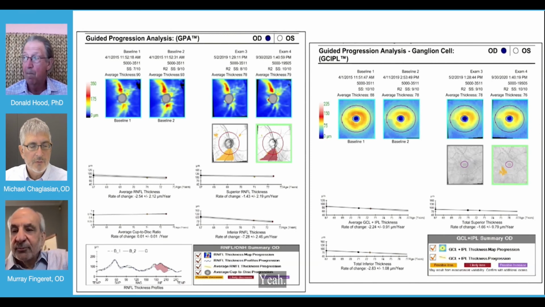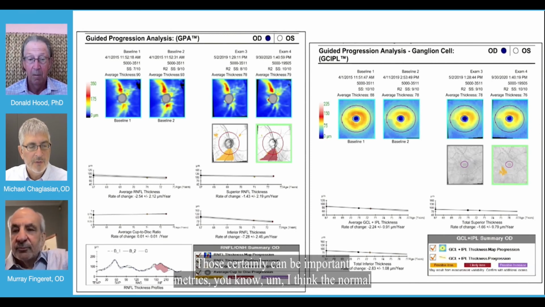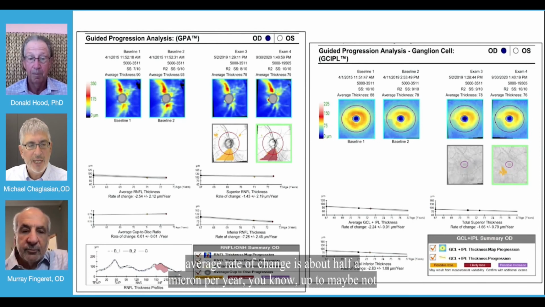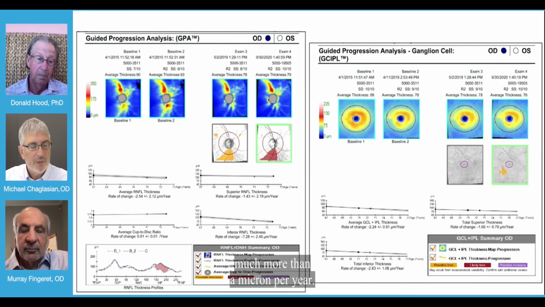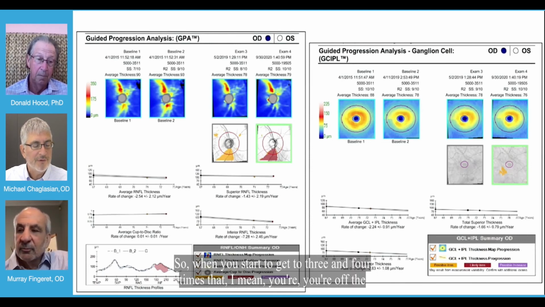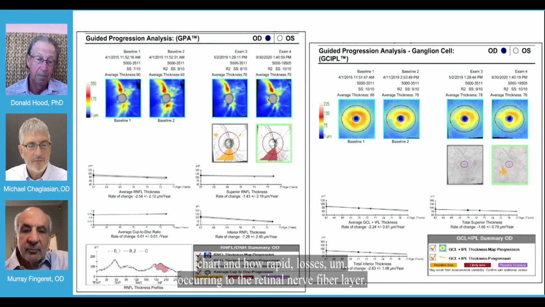Yeah, those certainly can be important metrics. I think the normal average rate of change is about 0.5 micron per year, up to maybe not much more than a micron per year. So when you start to get 2, 3, and 4 times that, you're off the chart in how rapid loss is occurring to the retinal nerve fiber layer. And the goal obviously is to identify that as quickly as possible.